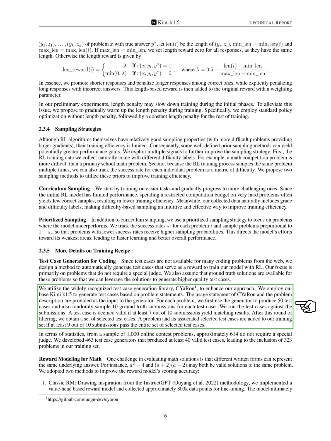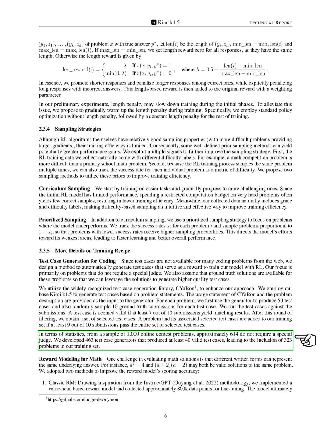Using the k1.5 library, we generate 50 test cases for each problem and sample 10 ground truth submissions. A test case is valid if at least 7 out of 10 submissions match. We include a problem in our training set if at least 9 out of 10 submissions pass all selected test cases. From 1,000 online contest problems, we found that about 614 do not require a special judge, and we created 463 test case generators, resulting in 323 problems added to our training set.